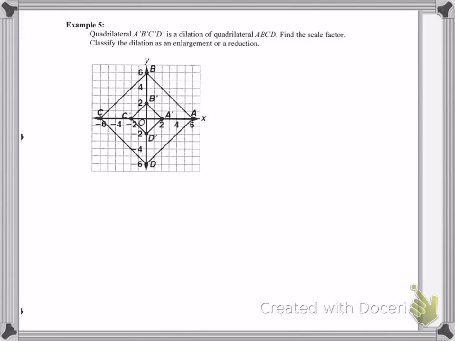In example 5, you're looking at the quadrilateral, which is an image. It's a dilation of the original quadrilateral ABCD. So the first thing I would do is circle the original image, or maybe highlight those original ordered pairs so you can see the big one around is the original. We want to find the scale factor and we want to classify it as an enlargement or a reduction. Well, clearly when we look at the original quadrilateral, and I'm going to trace it quickly here, to the new inside of it, that's a reduction, which means it got smaller.